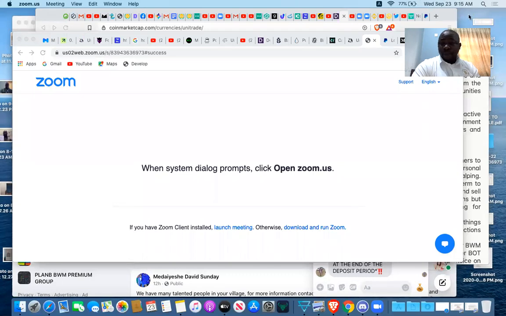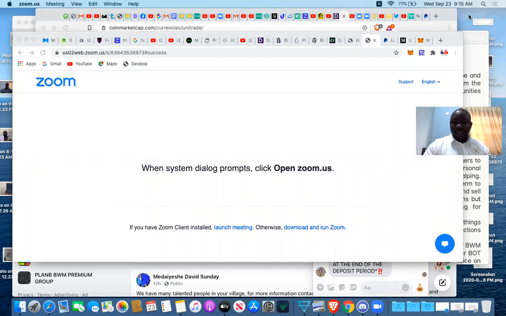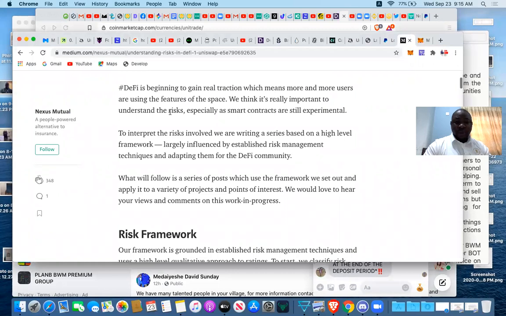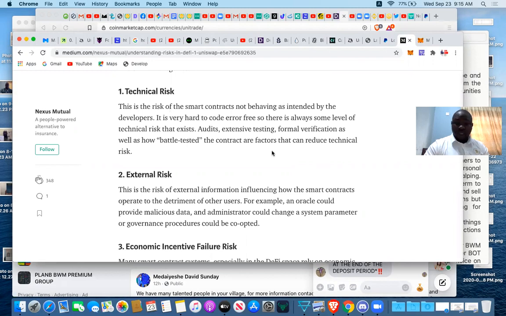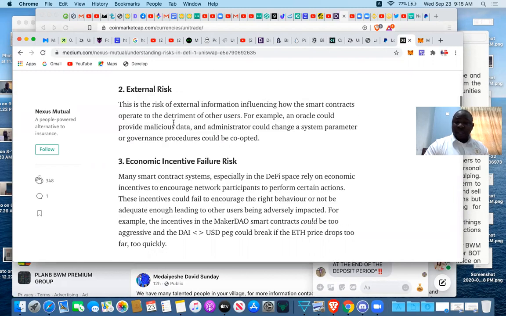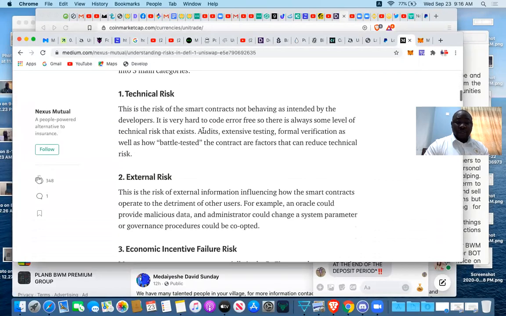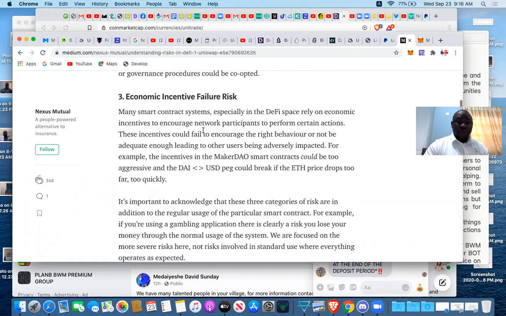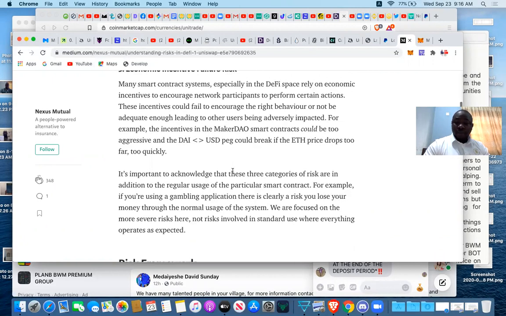But take note, there are risks associated with liquidity provider investment. One of the good things is that there are exceptions that we've been able to see that were highlighted on this. Talk about technical risk, how there can be a failure or a bug in the smart contract development. External risk, talking about other factors, like administrator and some other issues that can influence. For instance, Oracle. Then the economic incentive failure, because of price going up and down, and all of that can affect your part of the risk.